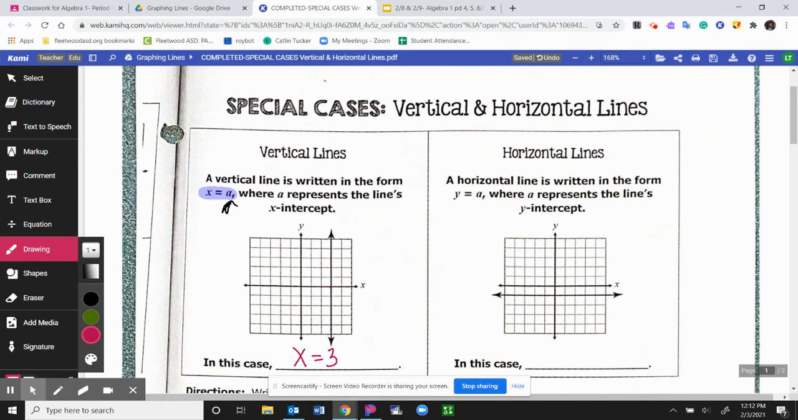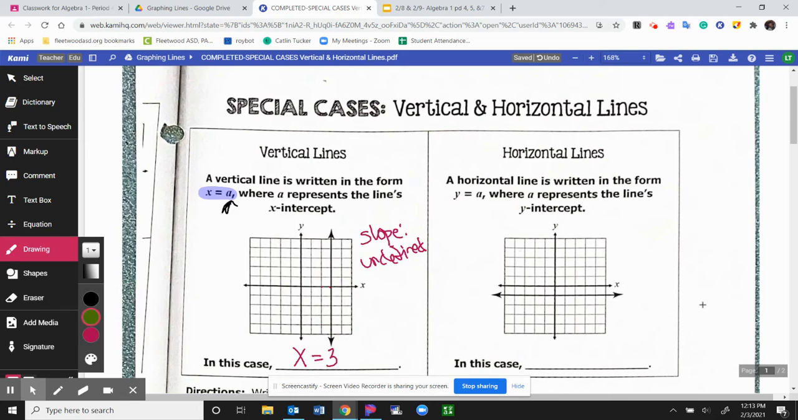There is no y-intercept here, like we had talked about before. This line never crosses the y-axis, and so it can't be a y equals. And the slope, if you remember, the slope of every single vertical line is undefined. It's not a number, and that's why it's not in that slope-intercept form, because my slope is undefined.